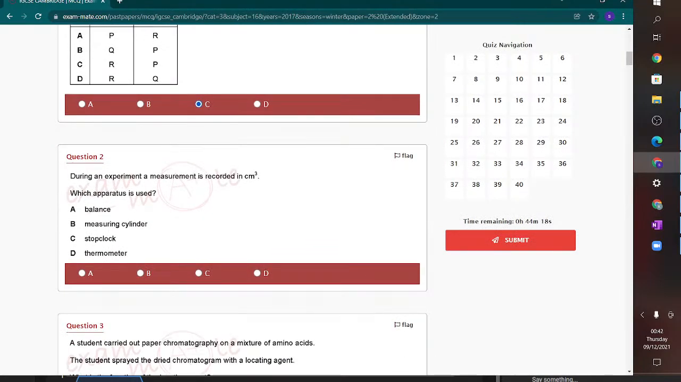During an experiment, a measurement is recorded in centimeter cube. Which apparatus is used? Centimeter cube, okay. Stop clock cannot be used, thermometer cannot be used, balance cannot be used, measuring cylinder.